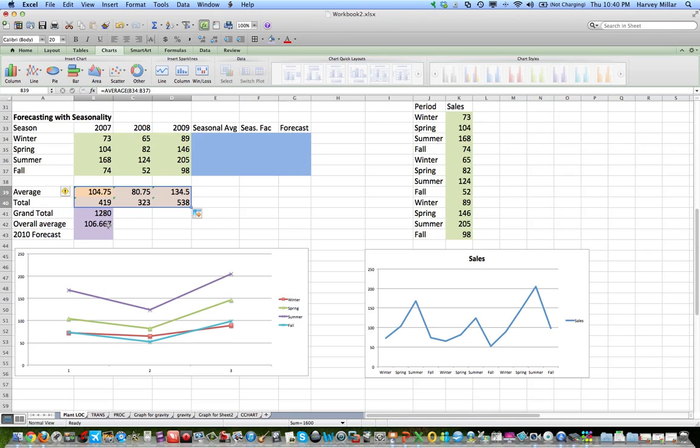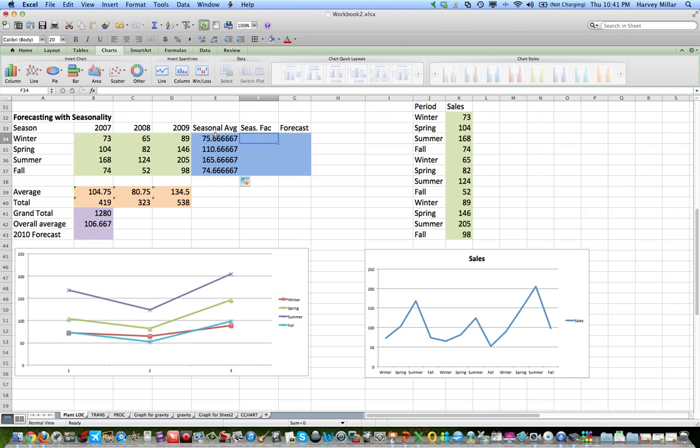So let us do this. We will now calculate the seasonal averages. So we'll take these values and average them across a season. Just those three values. And so that's a seasonal average if I do this. But now, to determine what will I use for the seasonal factor? What I will do is take the seasonal averages and divide by the overall average, or the overall seasonal average of 106.